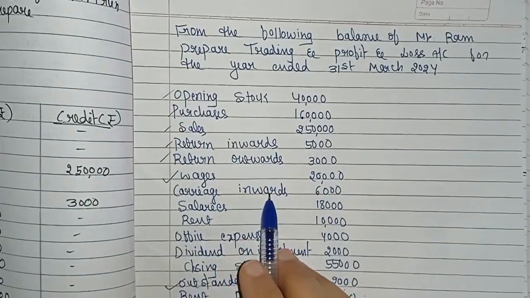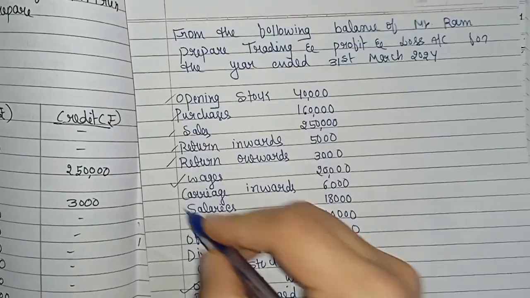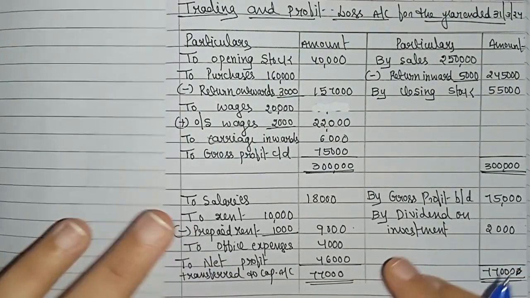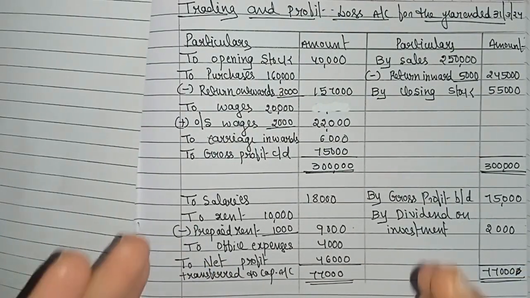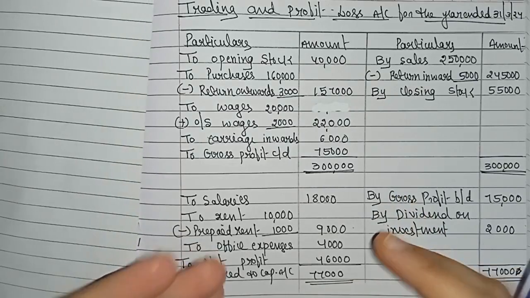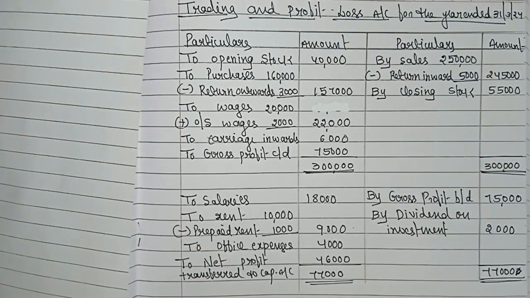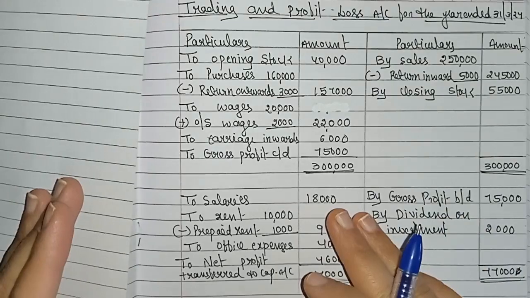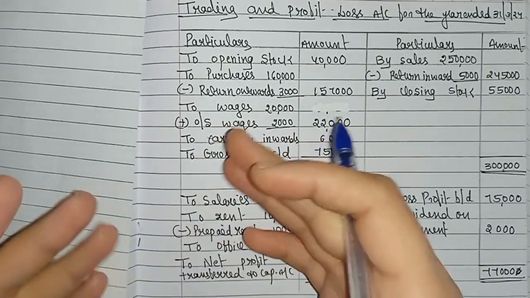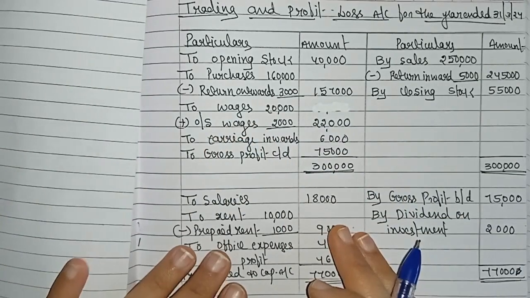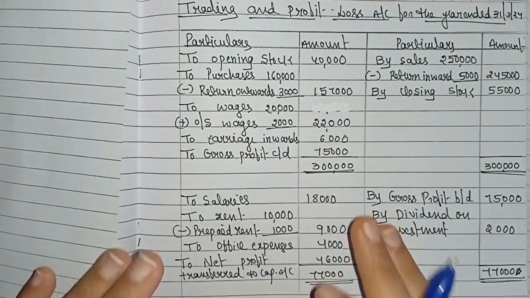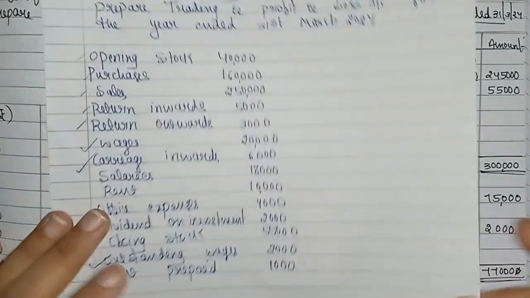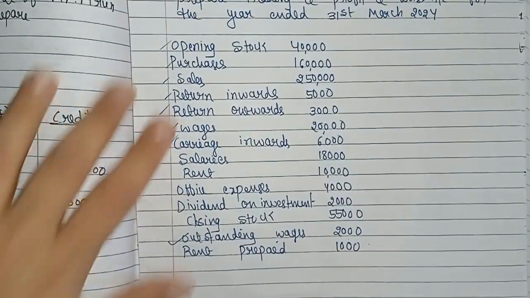Now next one is carriage inwards. How much? That is rupees 6,000. Now carriage inward is a direct expense, means it is the transportation cost paid to bring goods into the business. So it is the expense incurred for bringing purchased goods from the supplier's place to our business premises. That is what? Carriage inward. So it is a direct expense. So write down to carriage inward, how much? 6,000. So carriage inward 6,000 is also over.